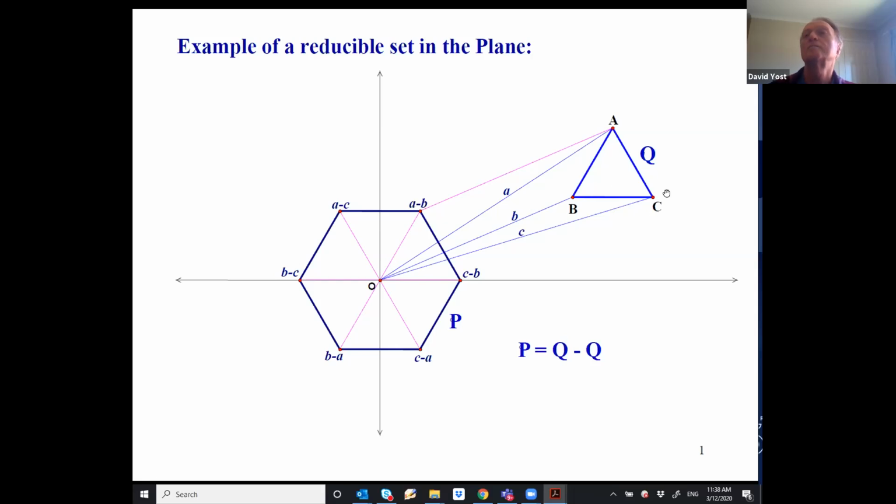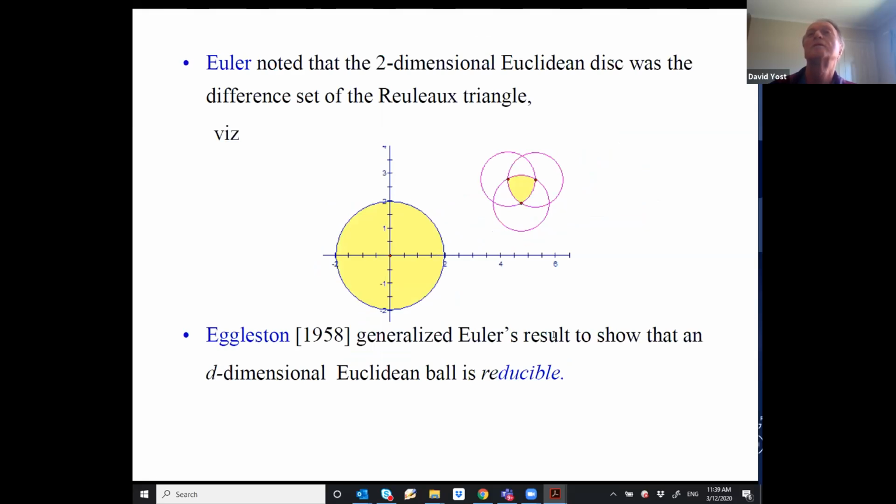So if I take the triangle, it doesn't matter where I put the triangle, give names to the vertices, and calculate all the possible differences, what I get is going to be a regular hexagon. This is possible actually for any two-dimensional symmetric body, it is reducible except a rectangle. A rectangle, or a parallelogram, is not reducible because it can only be decomposed as the difference set of another parallelogram. But everything which is not a parallelogram is reducible. And this has been known for a long time.